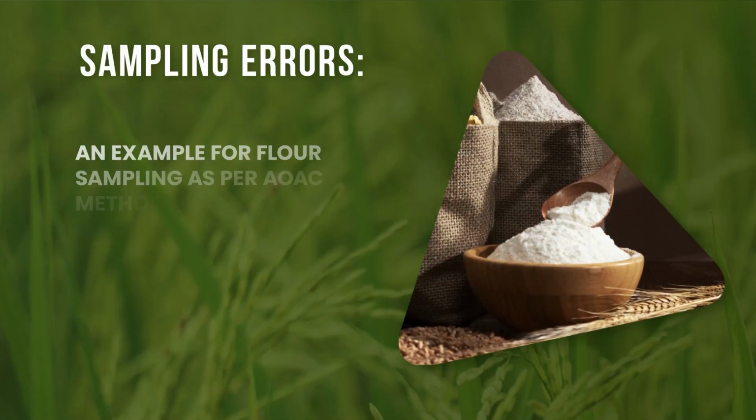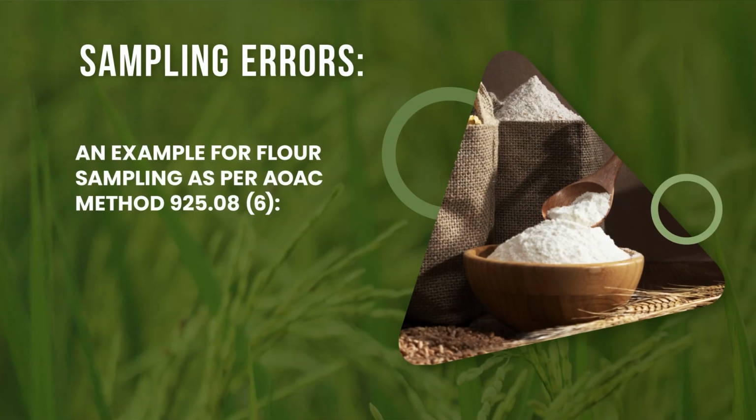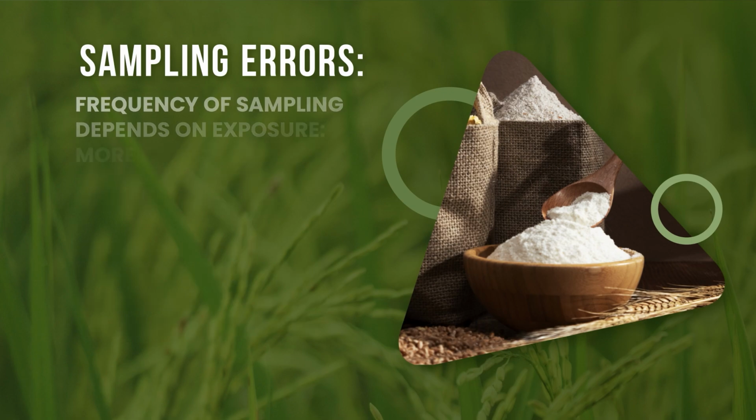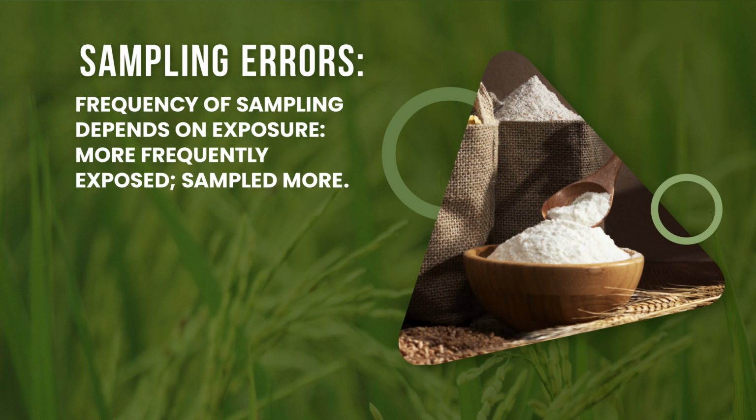Now let us take an example of flour. Flour sampling as per AOAC method 92508. Okay, so the number of sacks which are to be sampled in the flour, we generally follow a principle as per this method, square root of number of sacks in it. Now frequency of sampling, like the lot is available, how frequently you will sample, it will depend on how much is the exposure. Suppose the sack is exposed to degrade to environmental conditions which can affect its shelf life, then we will sample it more frequently.